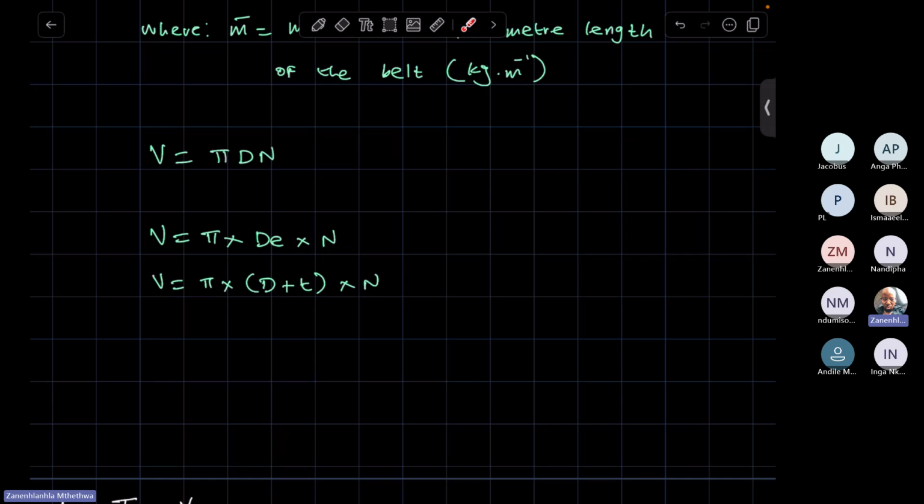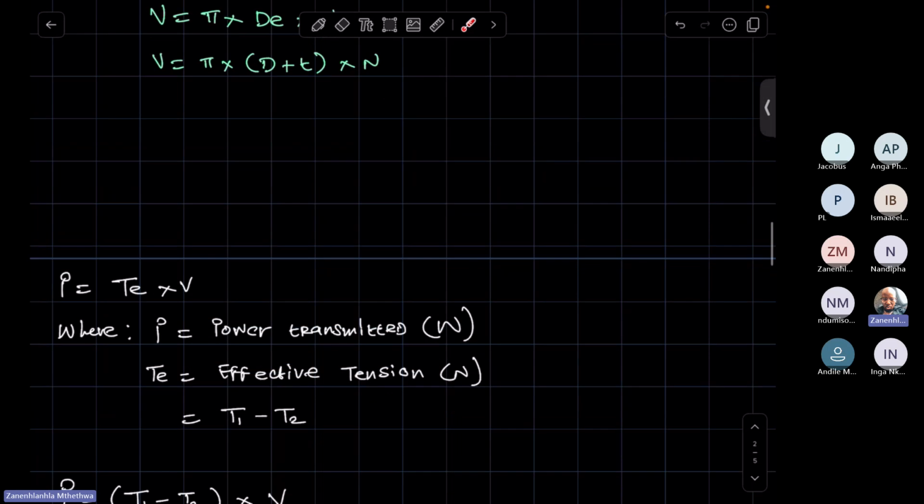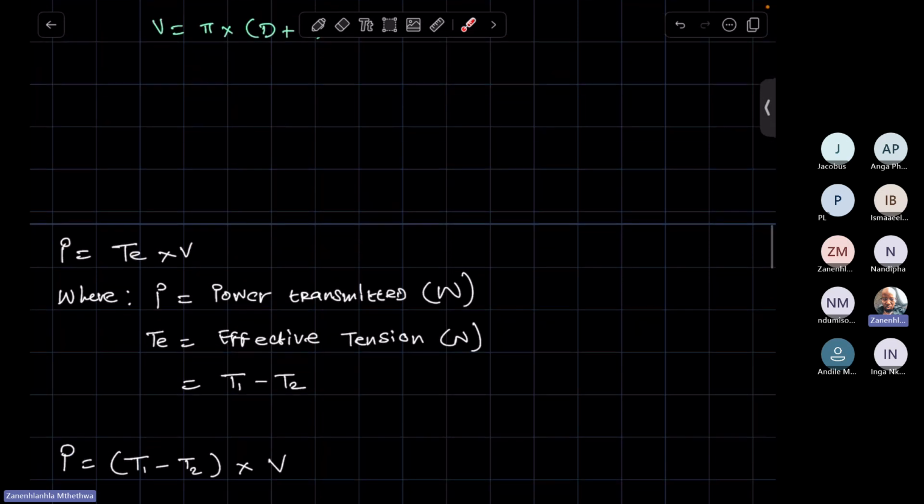So that's how considering the thickness of the belt influences our formulas. Instead of just using the diameter of the pulley, we use the effective diameter, being the diameter of the pulley plus the thickness of the belt. Now, all of this is important in calculating the power being transmitted by the belt. The formula to calculate the power being transmitted by the belt is TE, which is the effective tension, times V. The V being pi dn.